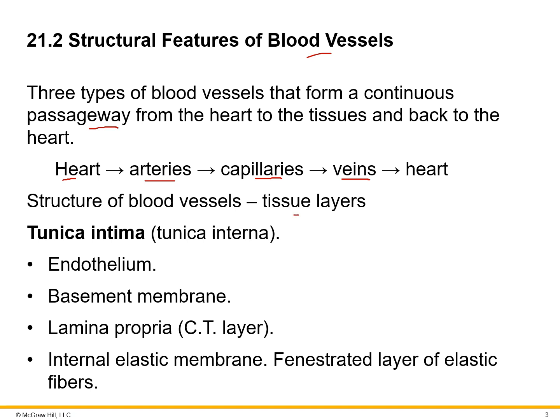So if we look at the structure of the vessels, looking at the different tissue layers, the first layer is the tunica intima, so we think about internal, or intima. This is the endothelial layer, which tells us it's inside. That's going to provide the basement membrane, and we have that connective tissue layer called the lamina propria. And then we have the internal elastic membrane, and what are called fenestrated layers of elastic fibers.